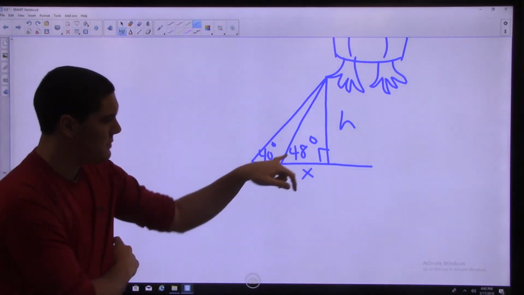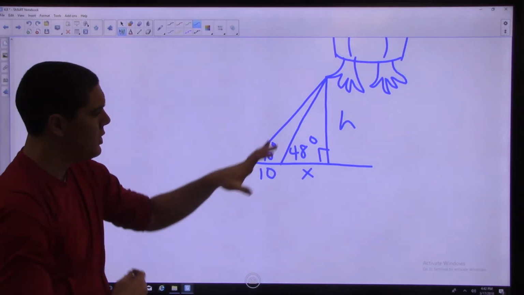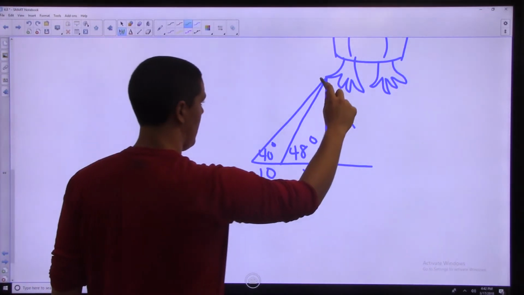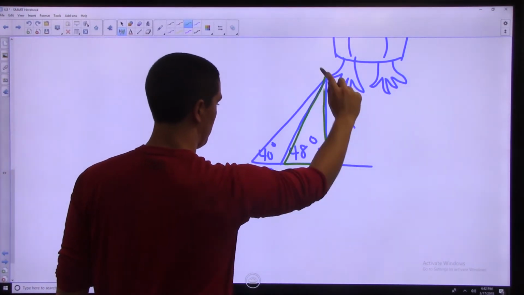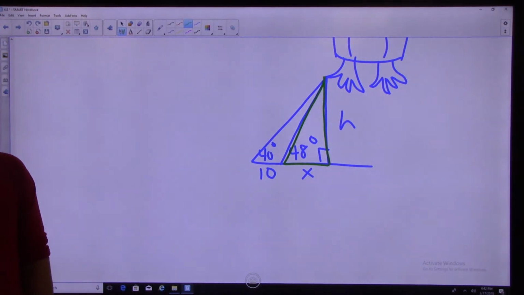Let's first start with this 48-degree angle. Notice the smaller triangle here, the one I'm going to highlight in green. This triangle right there. It's a right triangle. So one way I can relate h and x, link them together, is to use another trig ratio. Hopefully you notice what we've got here.